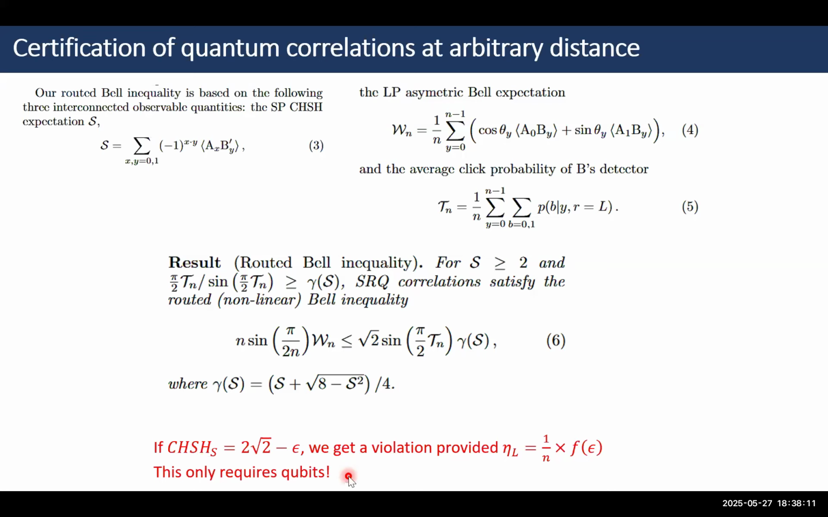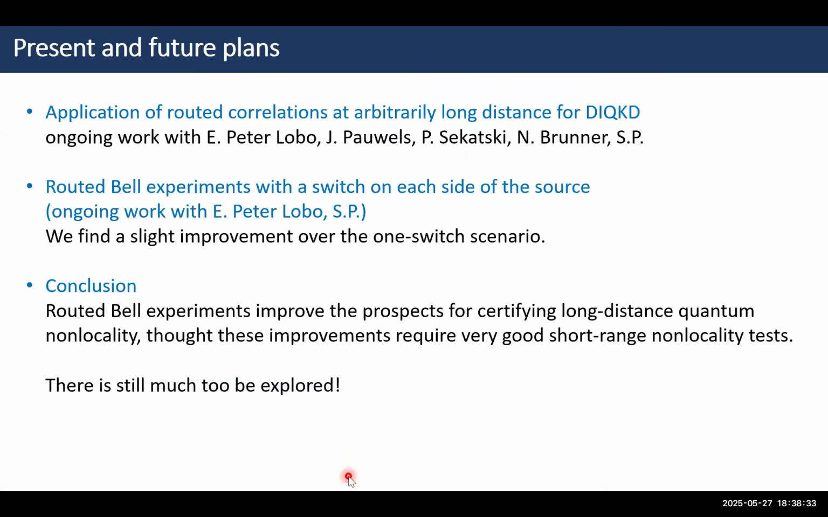Okay, so basically this is what I wanted to tell you. So now, where do we go from here? Now that we have this genuine quantum correlation, which we can certify at arbitrarily long distances, we can ask if we can actually build a long-distance device-independent QKD protocol out of it. And this is something that we are looking at.